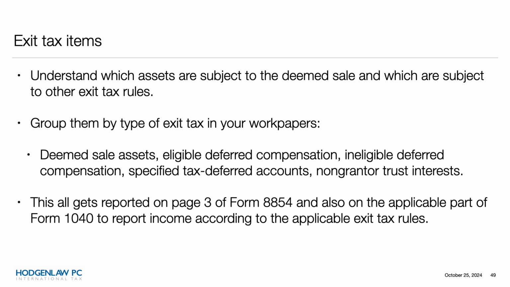Look at deemed sale assets, eligible deferred compensation, ineligible deferred compensation, specified tax deferred accounts, non-grantor trust interests. Make sure you organize all of this so that you'll be able to put it in the right places on the 8854. And this all actually gets reported on page 3 of the Form 8854, all the various exit tax rules that apply, and also on whatever applicable parts of Form 1040 to report the income from this exit tax.